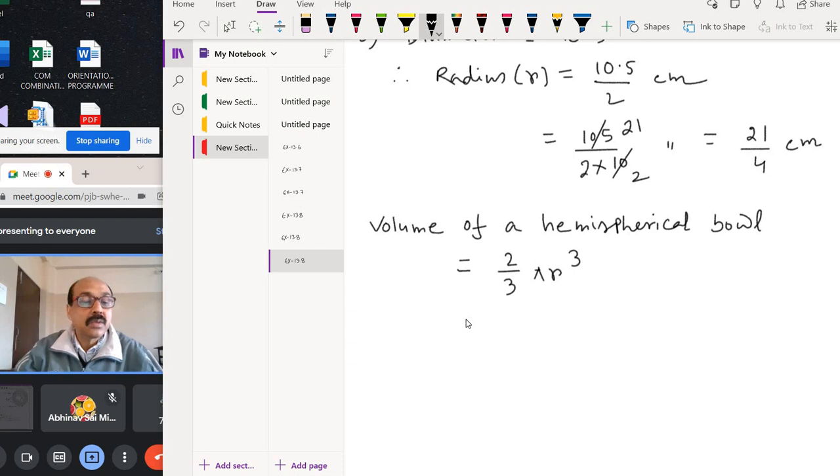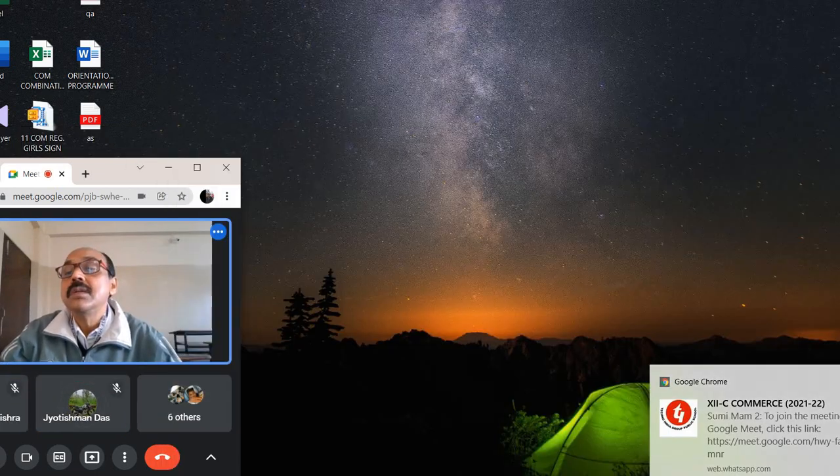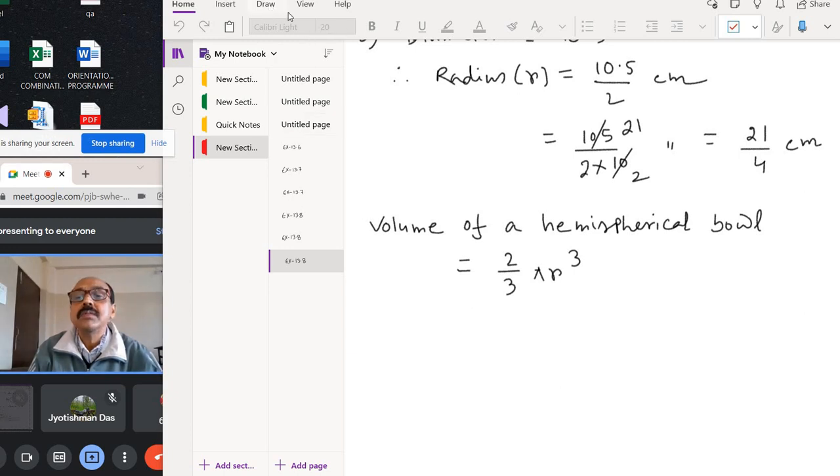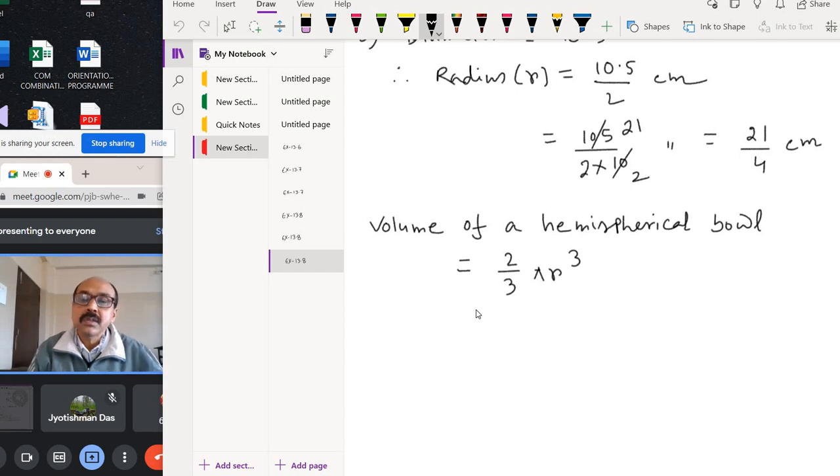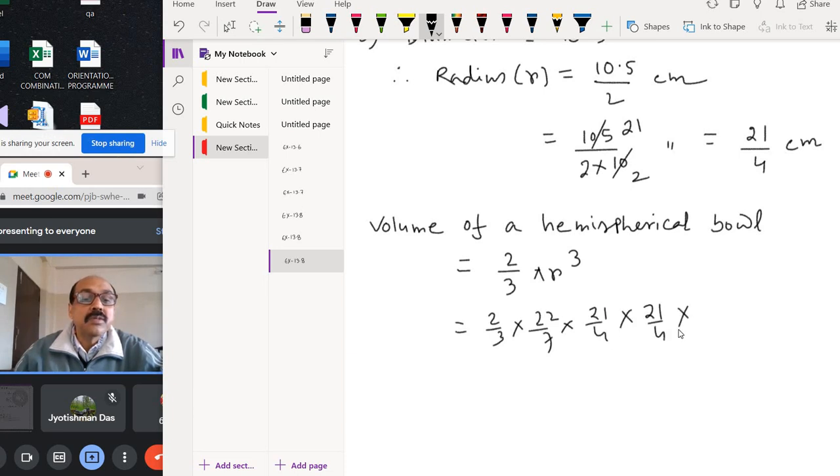Now 2 by 3 pi r cube equal to 2 by 3 into 22 by 7 into our radius, which is 21 by 4 into 21 by 4 into 21 by 4, centimeter cube. Now calculate.